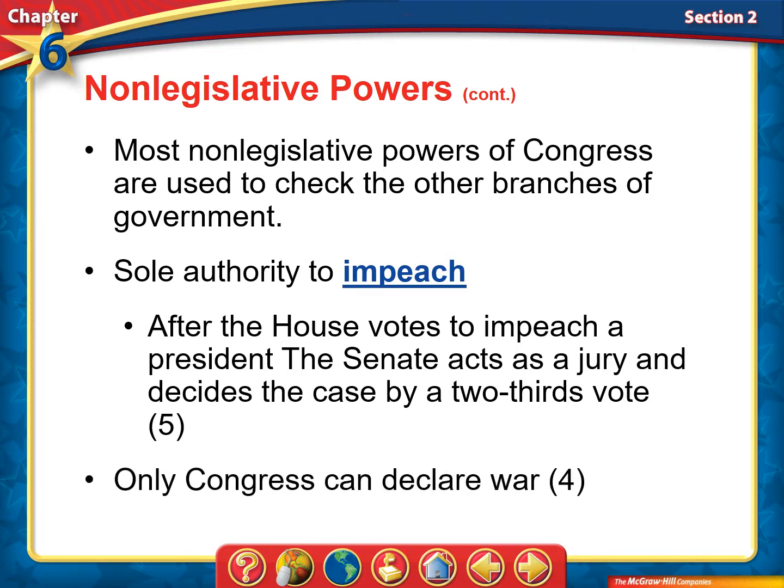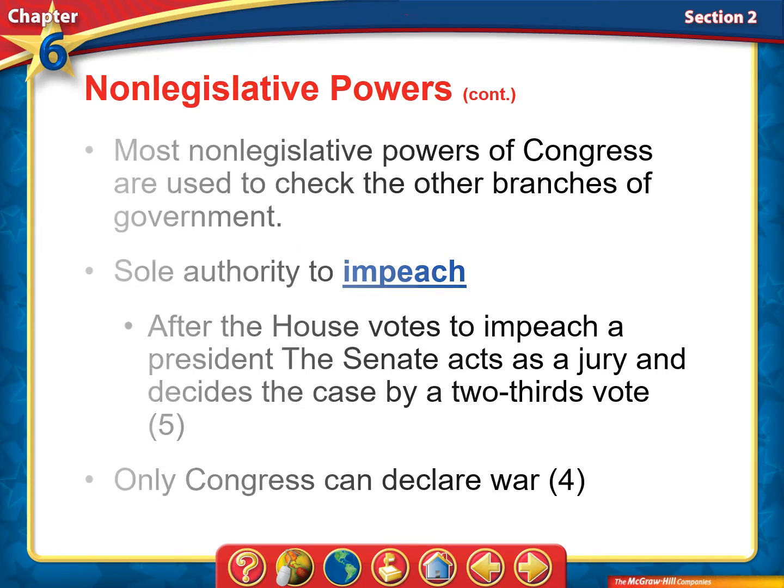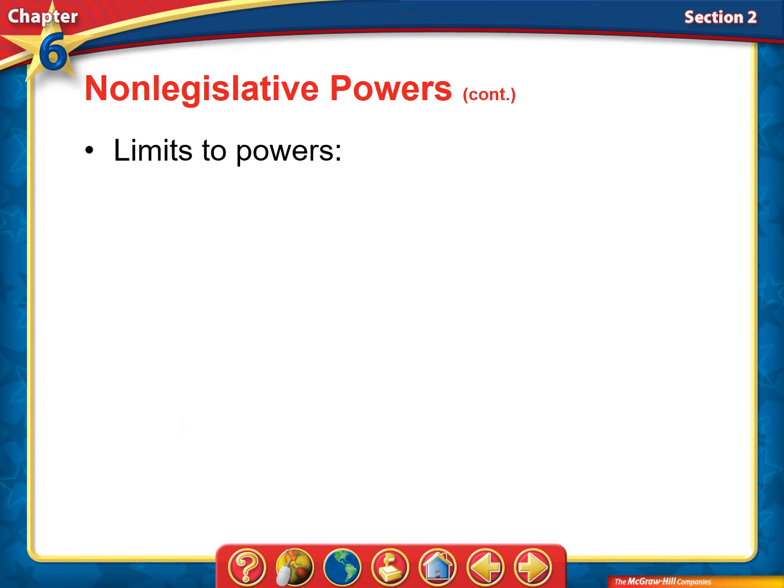Also, kind of a big deal, only Congress can declare war. The War Powers Act, passed by Congress in 1972, limits the powers of the President of the United States. The President can send troops anywhere in the world, but must inform Congress within 48 hours and must get their permission within 90 days. It allows the President to act quickly and decisively, but yet serves as an important check on the President's power. Other limits to their powers.